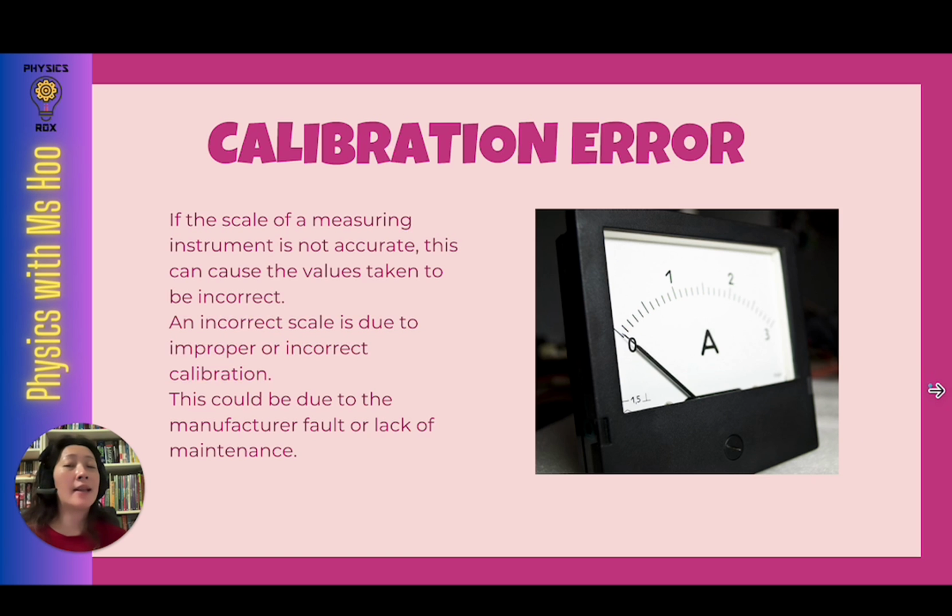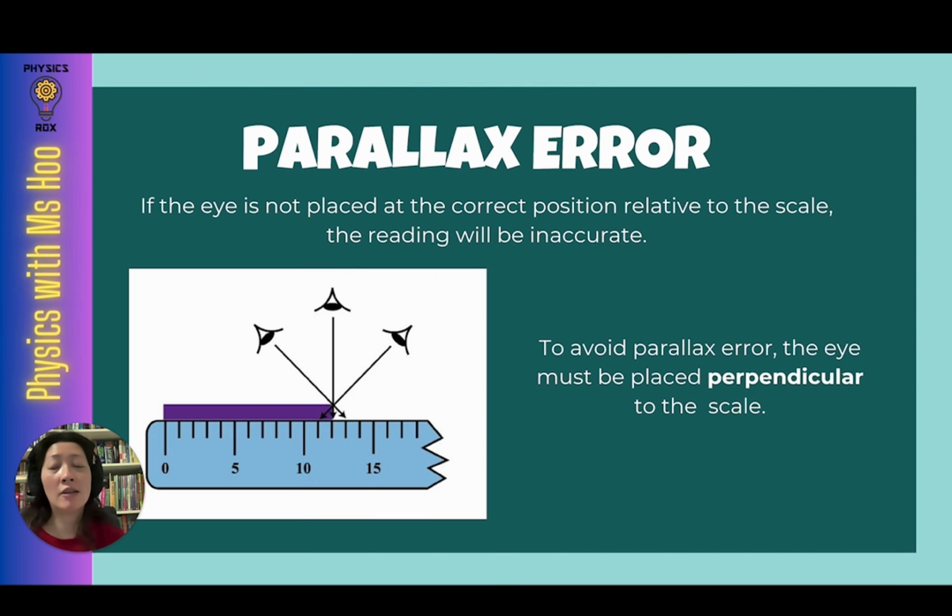Now, let's take a look at some of the random errors. Starting off first with parallax error. The parallax error is one of the most common errors that can happen in reality, and that's why when it comes to your exams, the parallax error is always an error that must be addressed. If you don't place your eye at the correct position relative to the scale, the reading will definitely be inaccurate. So what is the correct position? Now, to avoid parallax error, the eye must be placed perpendicular to the scale.